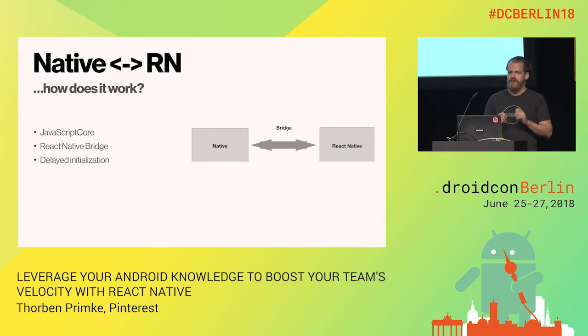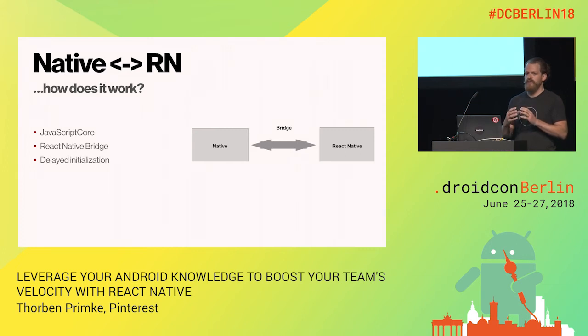So how does the interaction between native and React Native actually work? There's the JavaScript core, which processes all your screens. There's the bridge, the communication between React Native and native. And this bridge actually needs to be initialized.